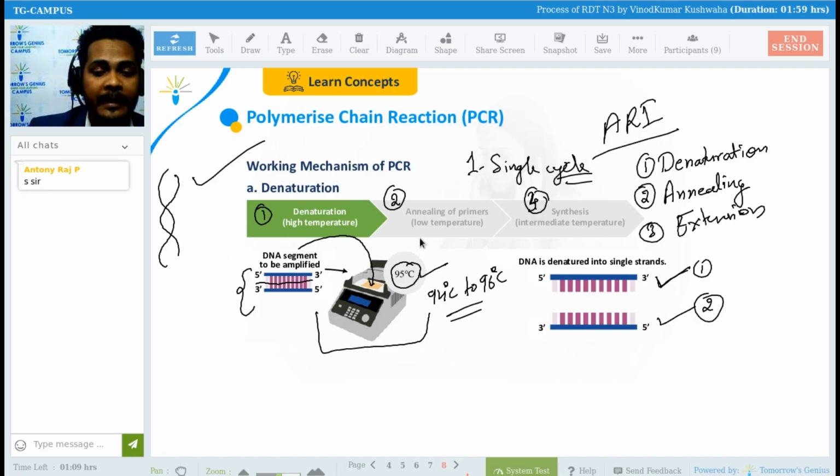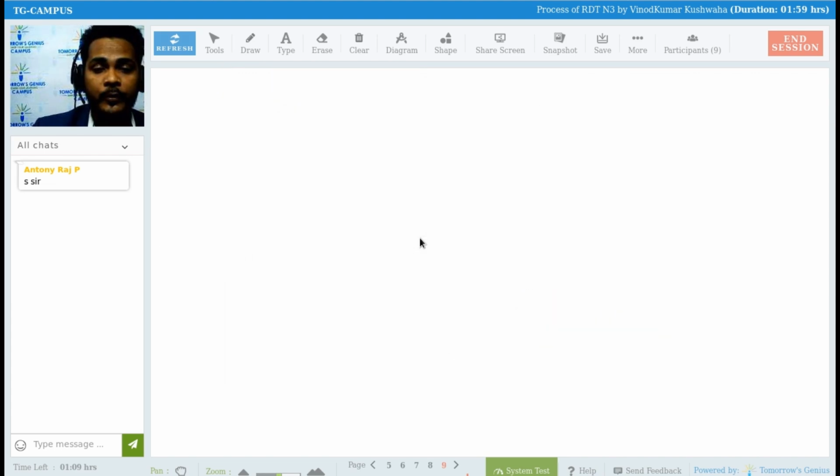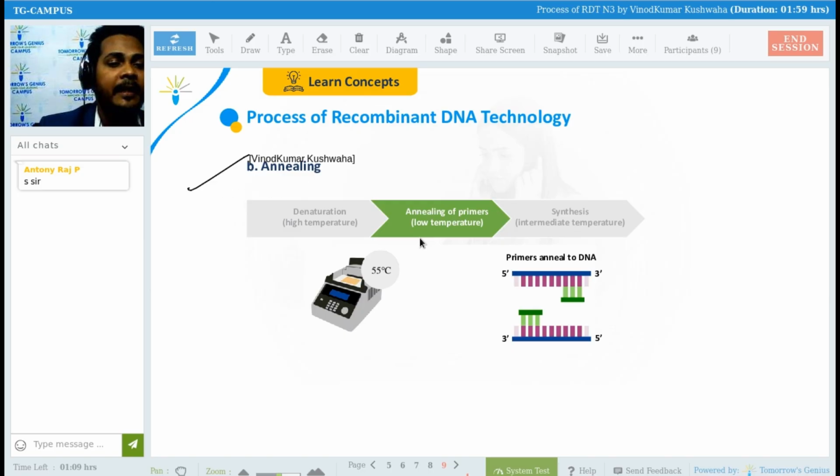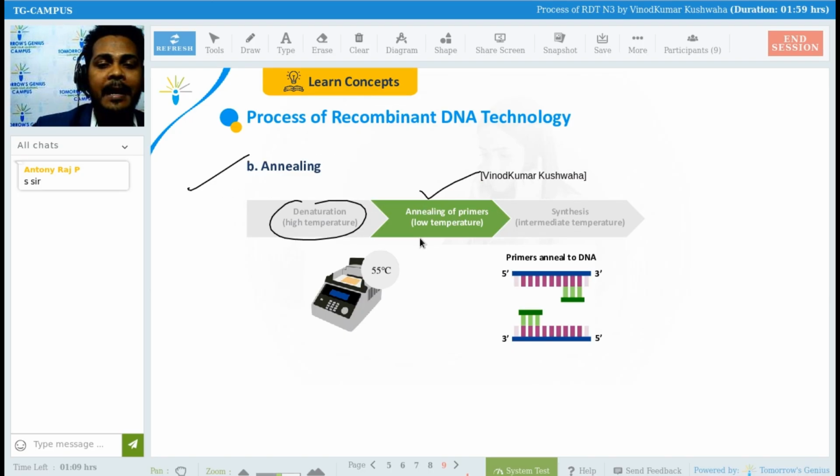Now after separating, what is next? The next is annealing. Annealing means to join. Now how will you join this? For joining you need a primer. So annealing is the next step after denaturation. At what temperature do you perform the annealing?